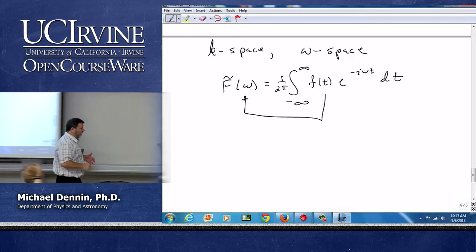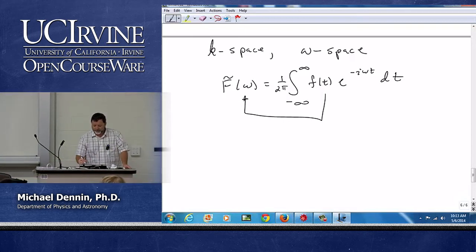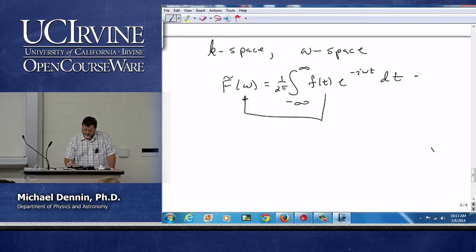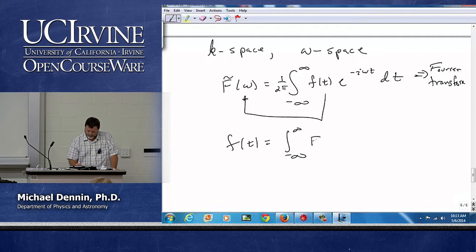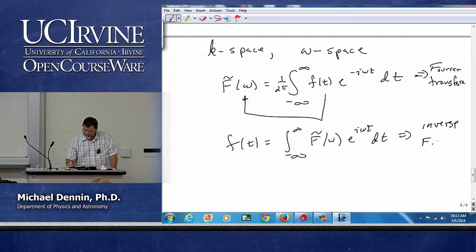So language-wise, this gets called the Fourier transform. And this is the inverse Fourier transform.